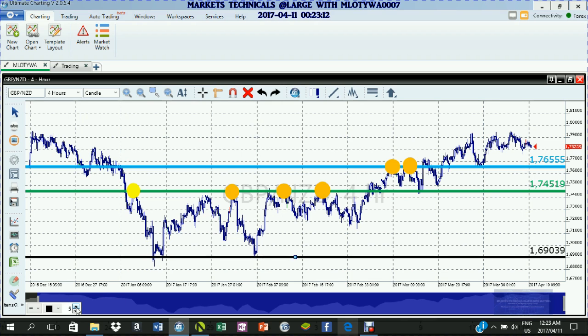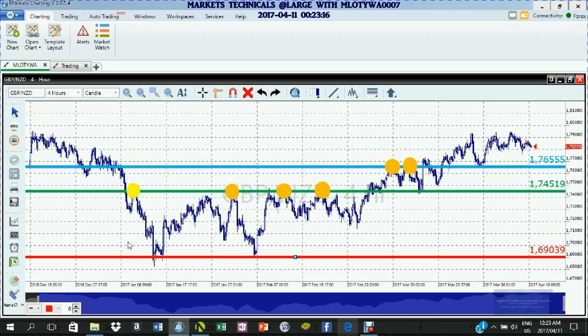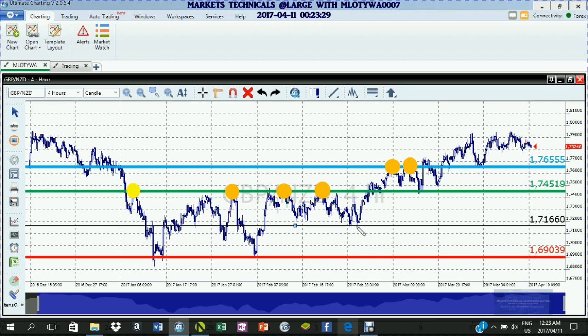Let me give this point a different color also. I'll give it red. You can see there's a point here, there's a point here, it's a support. And we also have another thing going on here. Let me put the line there so that everyone can see.